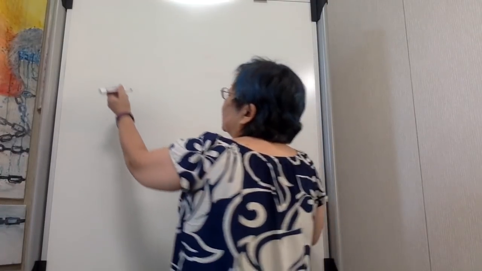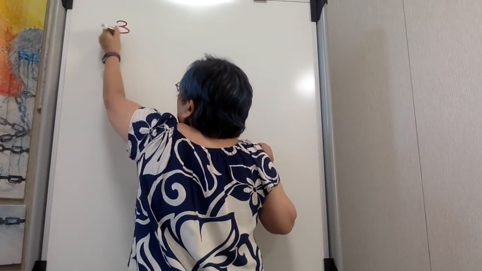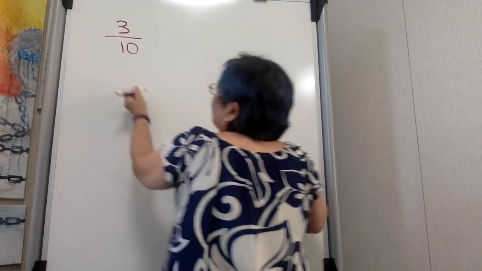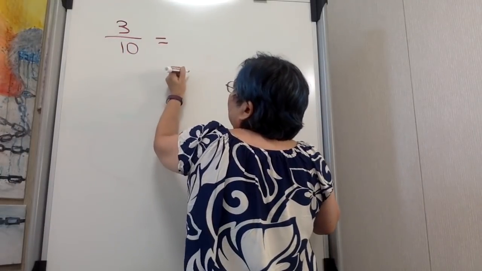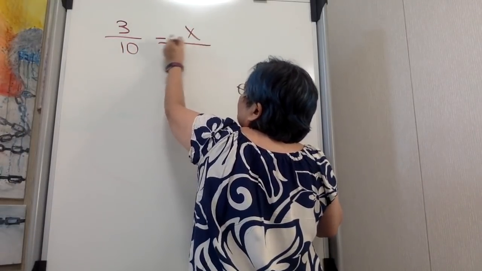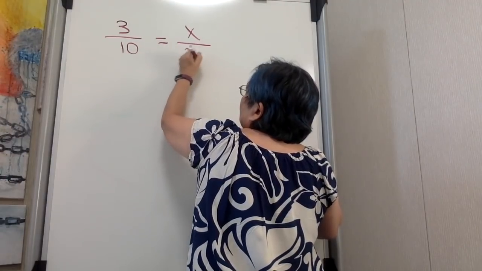Hi everyone! Today we're going to be working on proportions and I'm going to be showing you a different way of doing it. So this method works if you have numbers that are easy to use. And what do I mean by that? Let's say we have 3/10 and we want to convert this and we need to find out what x is over, let's say, 30.